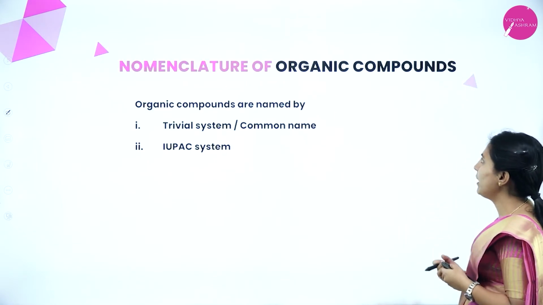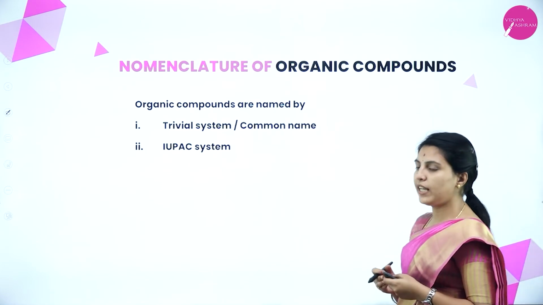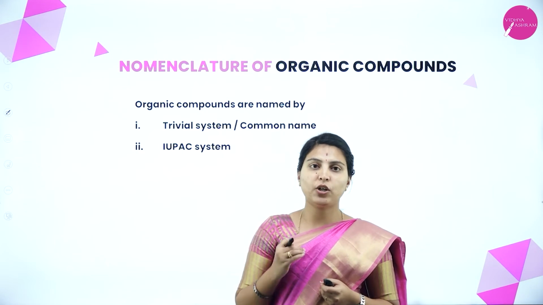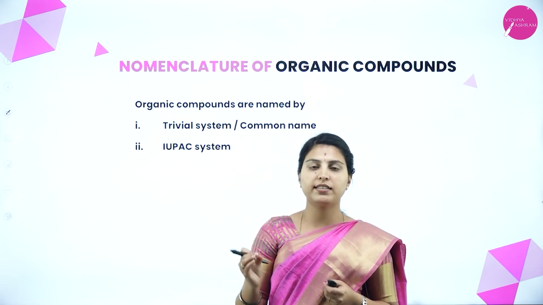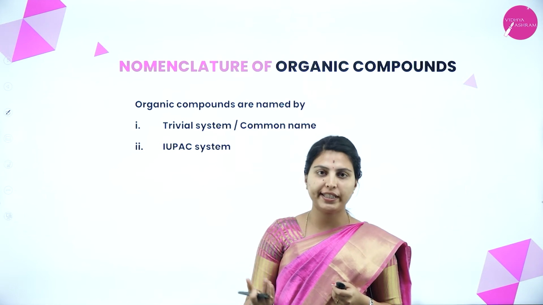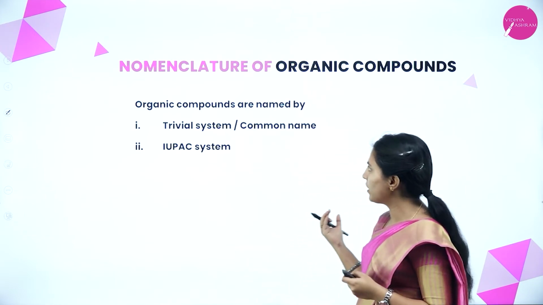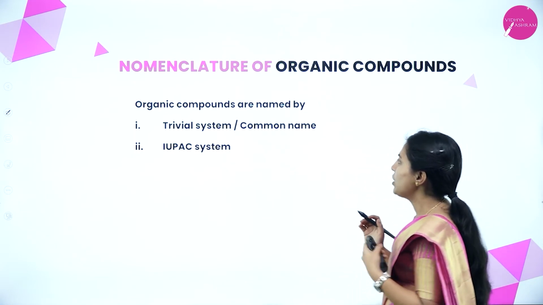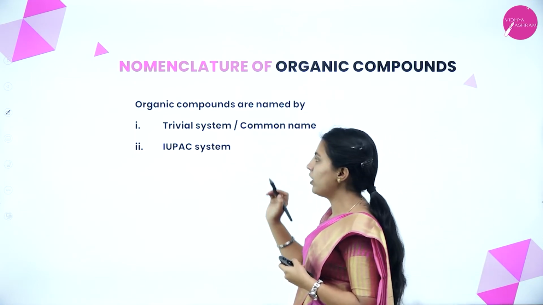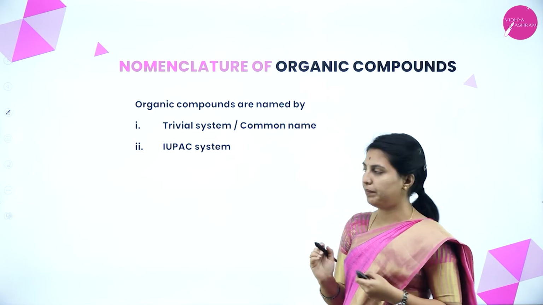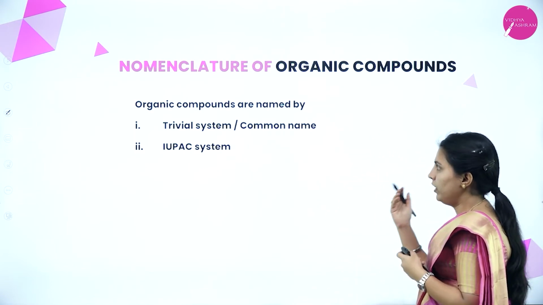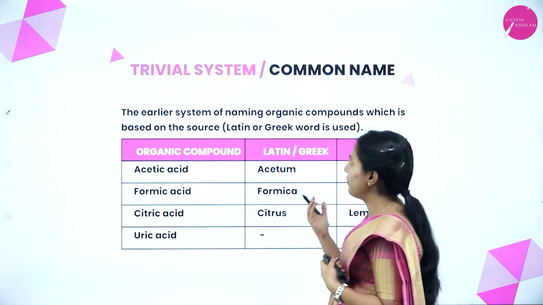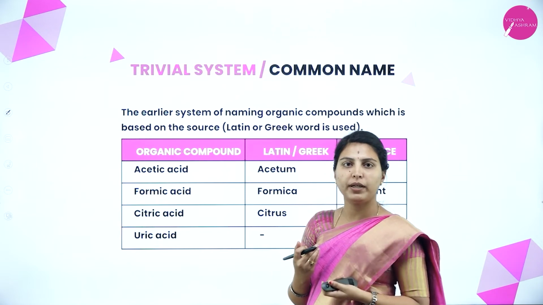Next is nomenclature of organic compounds. What does nomenclature mean? If you want to name a compound when the structure is given, or write the structure when the name is given, this nomenclature is very important. That's why organic compounds are named by the trivial system, that is the common name, or the IUPAC system. First we'll see the overall nomenclature step by step. First one, the trivial system, which is nothing but the common name.